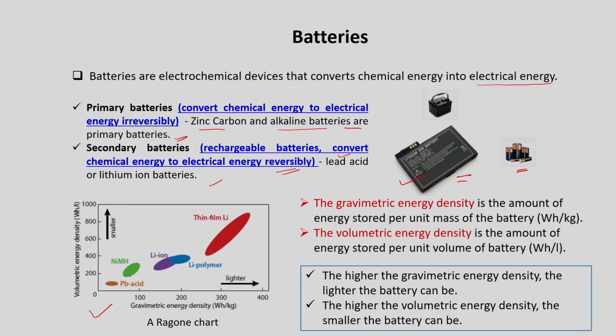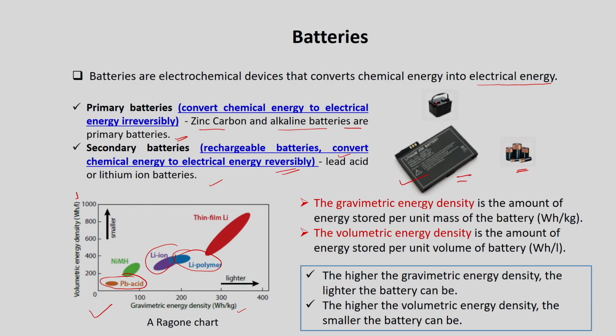So, you can see the position of lead acid batteries is here, and lithium ion batteries and lithium polymer batteries are here. Okay. So, in the vertical axis it shows volumetric energy density, and in the horizontal axis it shows gravimetric energy density. Okay. And gravimetric energy density represents watt hour per kg, and volumetric energy density represents watt hour per liter. Okay. So, what does it mean?